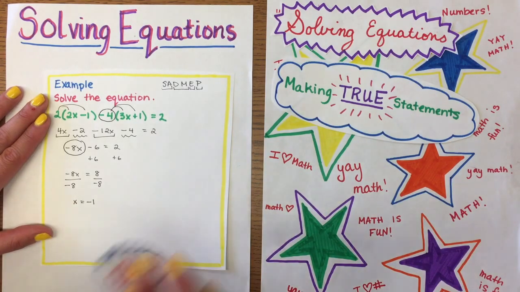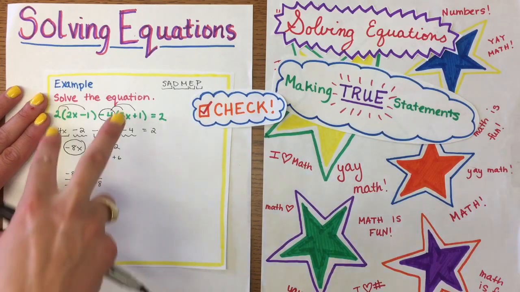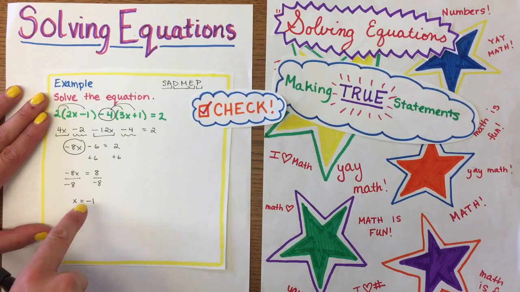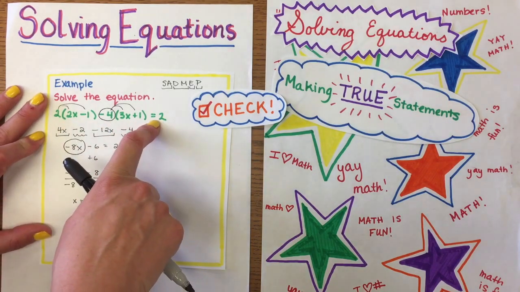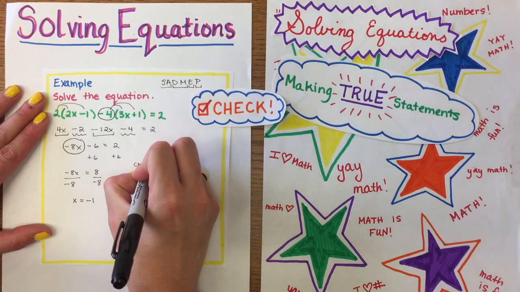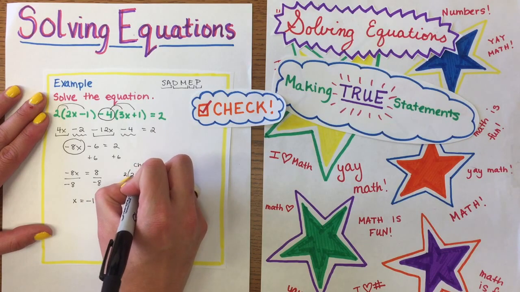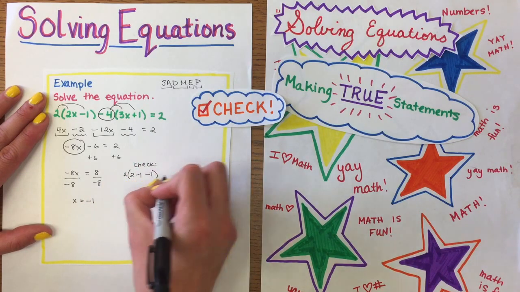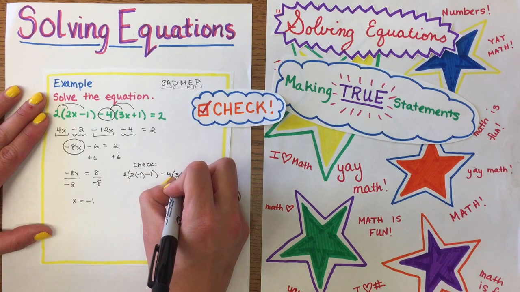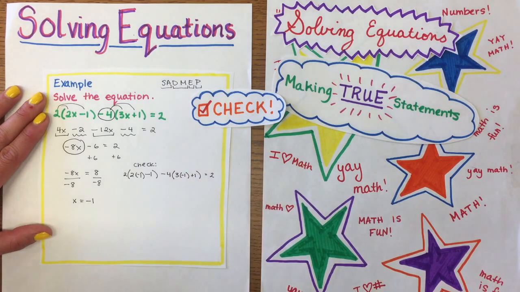Really, really important, I need to check. What I've done is I have solved this equation, so I think that when I plug negative 1 into my original equation, I will get a true statement. Let's see if that's true. Check. So 2 times negative 1 minus 1, minus 4 times 3 times negative 1 plus 1 is equal to 2.